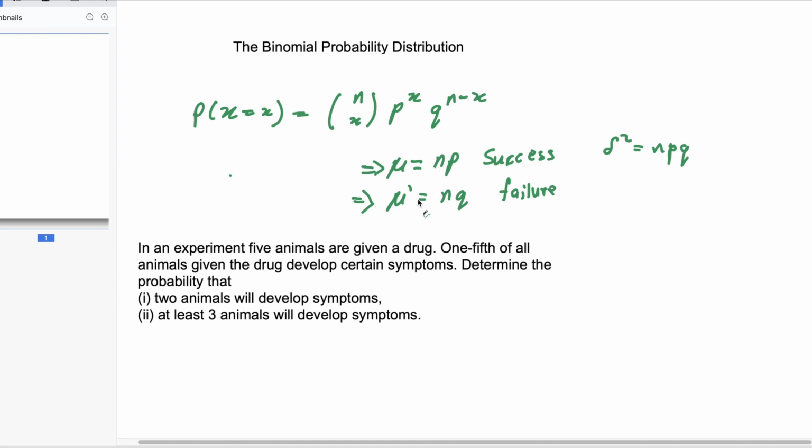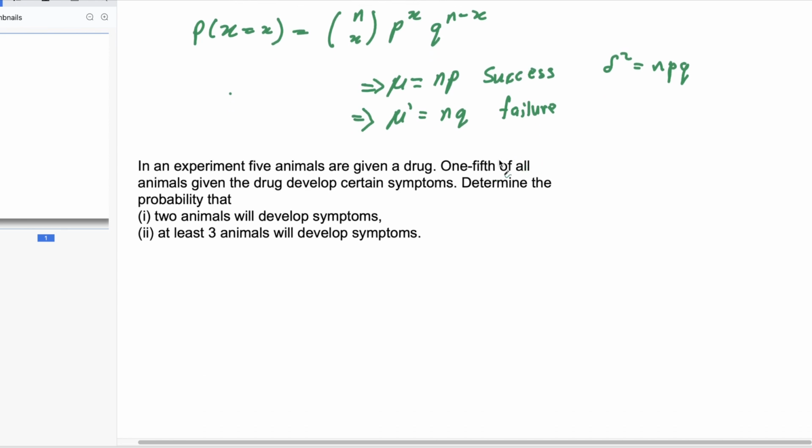Okay, so now let's work with an example. So this is our example. In an experiment, 5 animals are given a drug. So you already have given your n value here, 5 animals. 1/5 of all animals given the drug develop a certain symptom. Determine the probability that 2 animals will develop the symptom. So for number one, you want x equals 2, because they say 2 animals, specific, not more than 2, not less than 2, no, at least 2. It is just 2 animals.